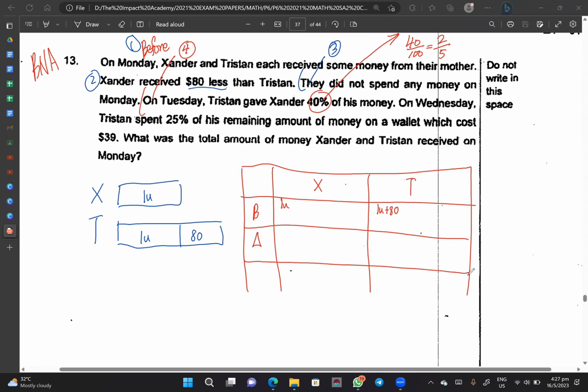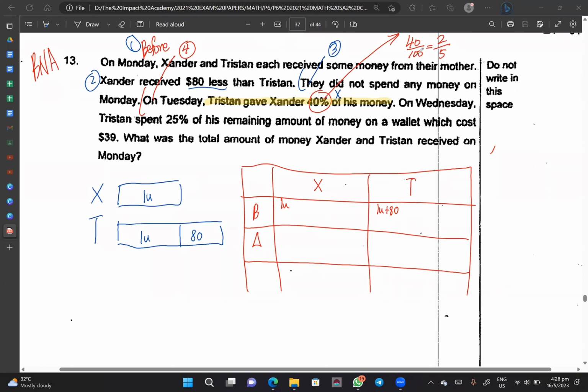Now over here, we can see that Tristan gave Xander 40% of his money. So Tristan gave Xander 40%. 40% is 2 over 5, right? Now "of" means you multiply, agree? All right, so this is the part where a lot of students are not able to understand what the question is saying. Which part is it? This is the part. They don't know what to do. So I want you to pay attention to this.